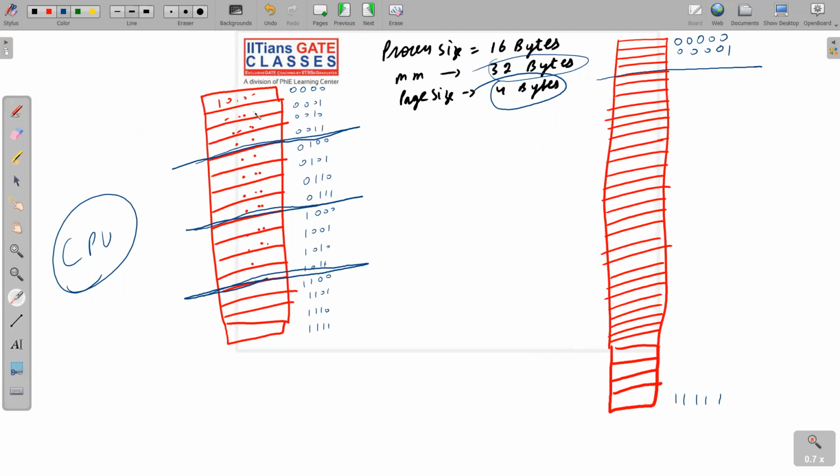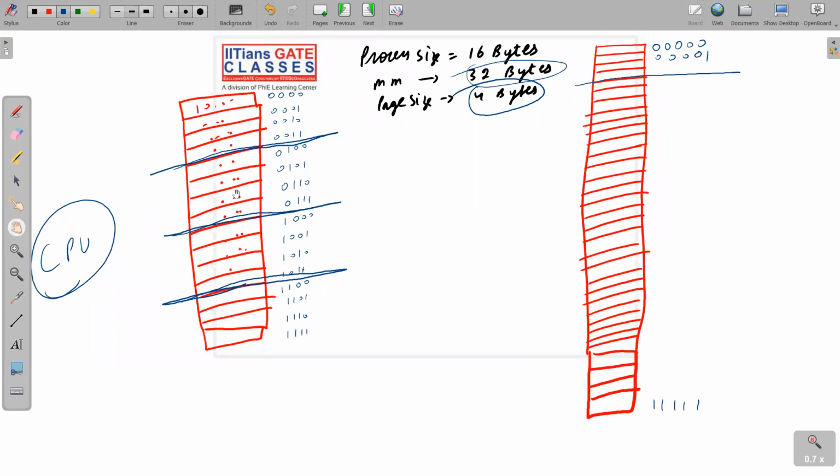Please don't worry. Very first thing is there are 4 pages for the process. Why 4 pages? Because page size is 4 bytes, process size is 16 bytes. 16 divided by 4, that is 4. So there are 4 pages like this. And main memory is of 32 bytes. So how many frames will be there? Obviously page size and frame size are equal. So 32 divided by 4, that is 8. So there are total 8 frames.